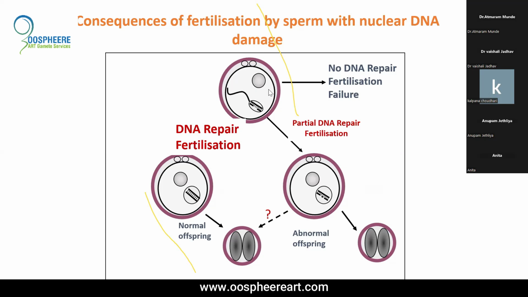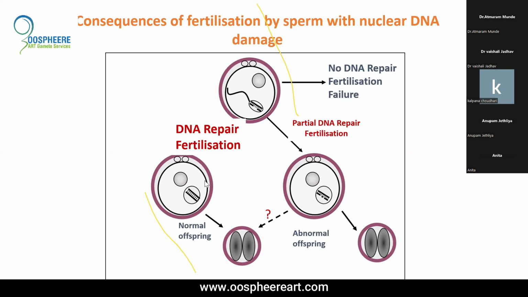Either it will not initiate pregnancy, that is, there is no DNA repair and fertilization failure can happen, or partial repair can happen and abnormal offspring can result, or, very beautifully done, the oocyte will repair this abnormal DNA and then a normal offspring can be found.